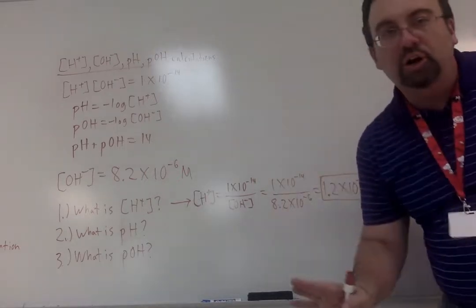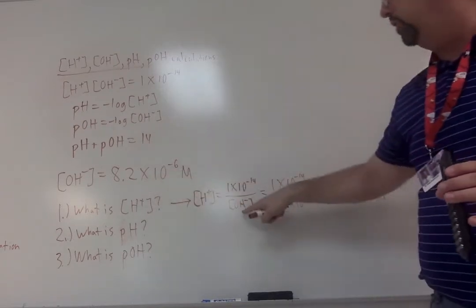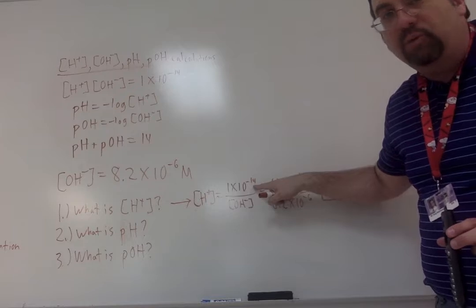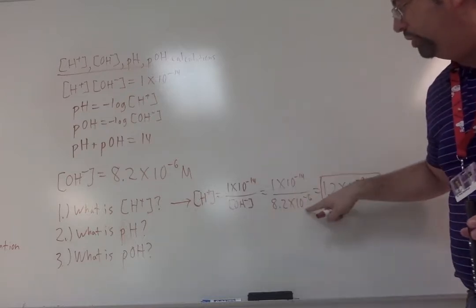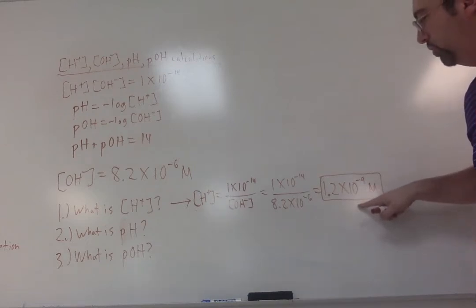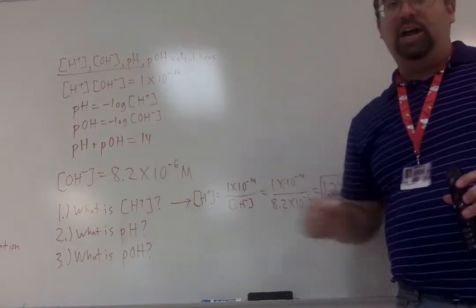All right, and so to solve the first part of this problem, we plug in our hydroxide ion concentration down here. We take 1 times 10 to the minus 14, we divide by 8.2 times 10 to the minus 6, and we end up getting 1.2 times 10 to the minus 9 molar for our hydrogen ion concentration.